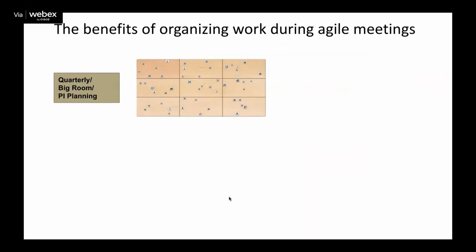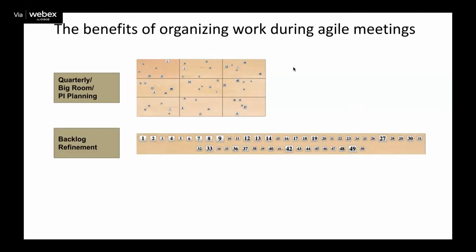So let's talk about Agile meetings. So maybe we do quarterly or big room or program increment planning. Maybe you do that, where we're looking at what might come up in chunks. Now we do backlog refinement. We're creating this force rank backlog, right? And we can change the order just about at any time.